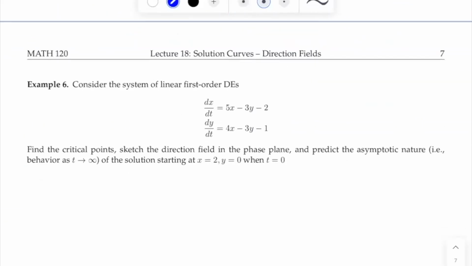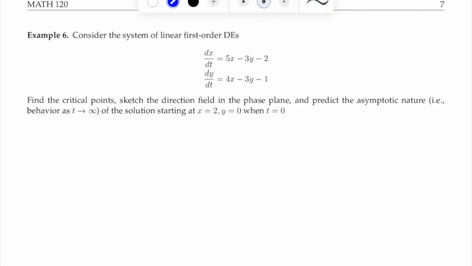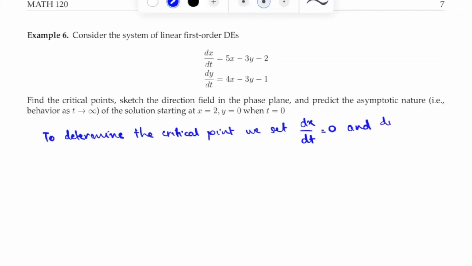All right, so example 6 is still an autonomous system because on the right-hand side is only the dependent variables and there's no independent variable t. Okay, and for this, you also do the same thing. You find the critical points and also the nullclines and then use that information to analyze the direction field. Again, to determine the critical point, we set dx/dt equal to 0 and dy/dt equal to 0, we get.